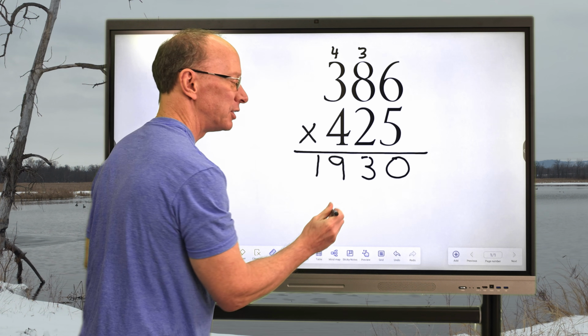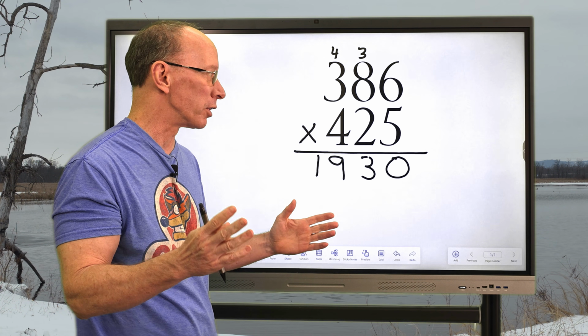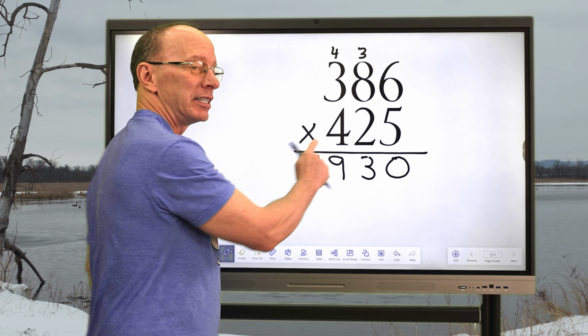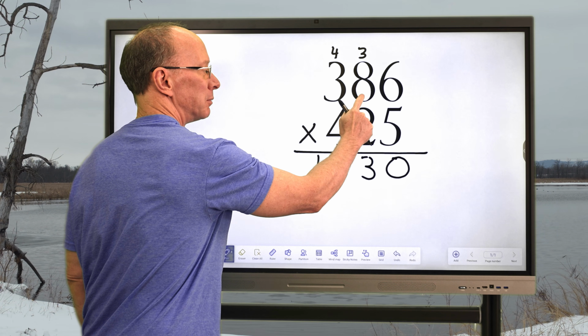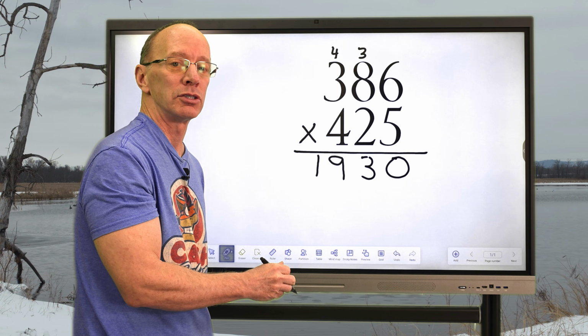And it's important that, when you're writing your numbers, you try to keep them very neat and in order. Now we're going to go ahead and multiply with the 2. We already did the 5. Now we're going to take the 2, and 2 times 6, 2 times 8, and then 2 times 3. So 2 times 6 equals 12.